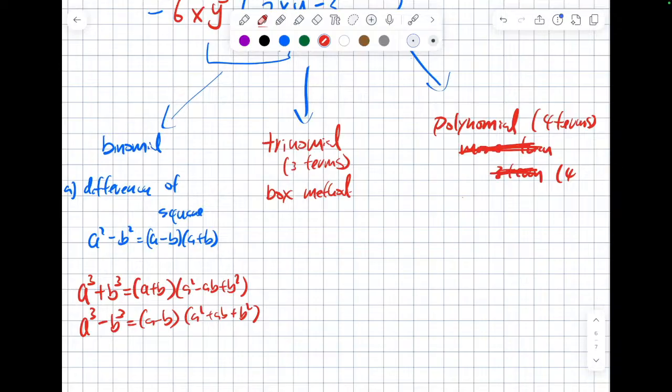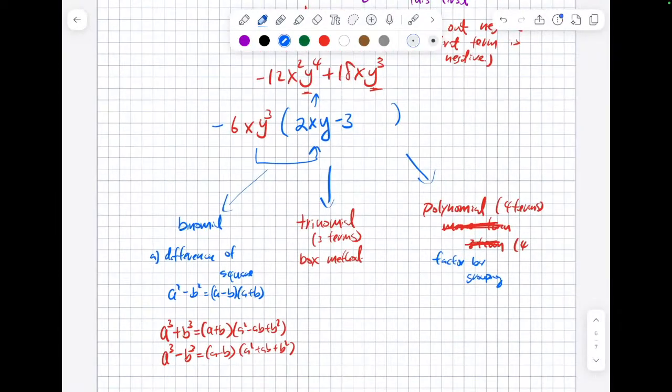Then that's going to be a specific method called factor by grouping. Now some people use this for trinomials. Factor by grouping is a specific way. It's GCF twice. You factor out a GCF, and then you factor out a GCF again. Now the biggest thing that we're going to learn is the box method.